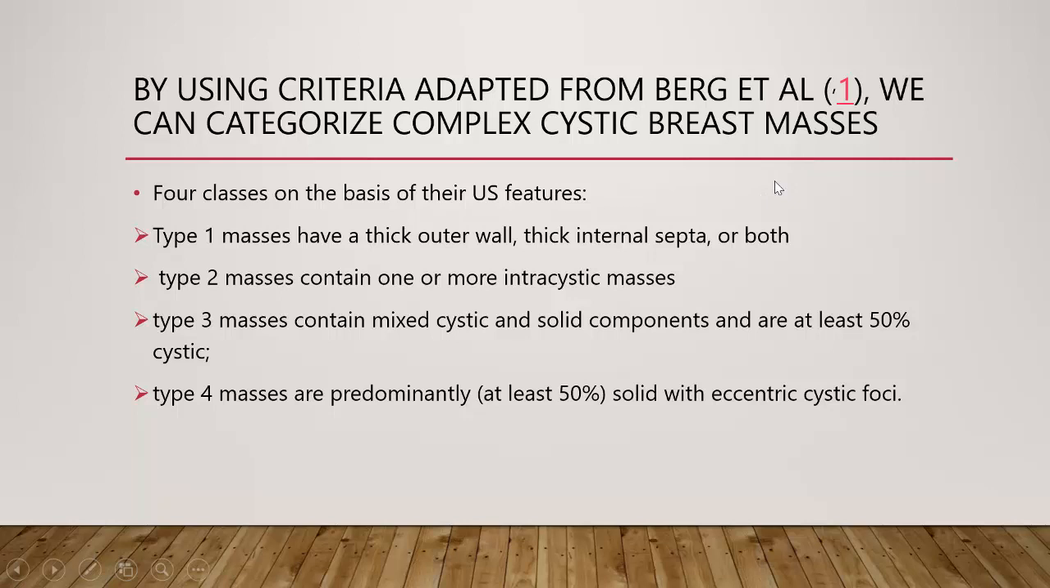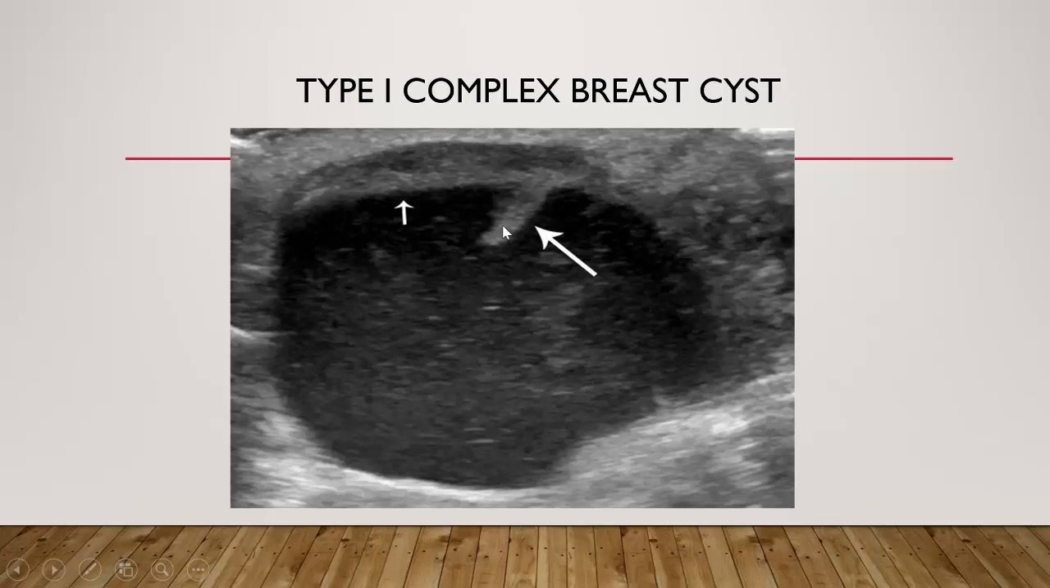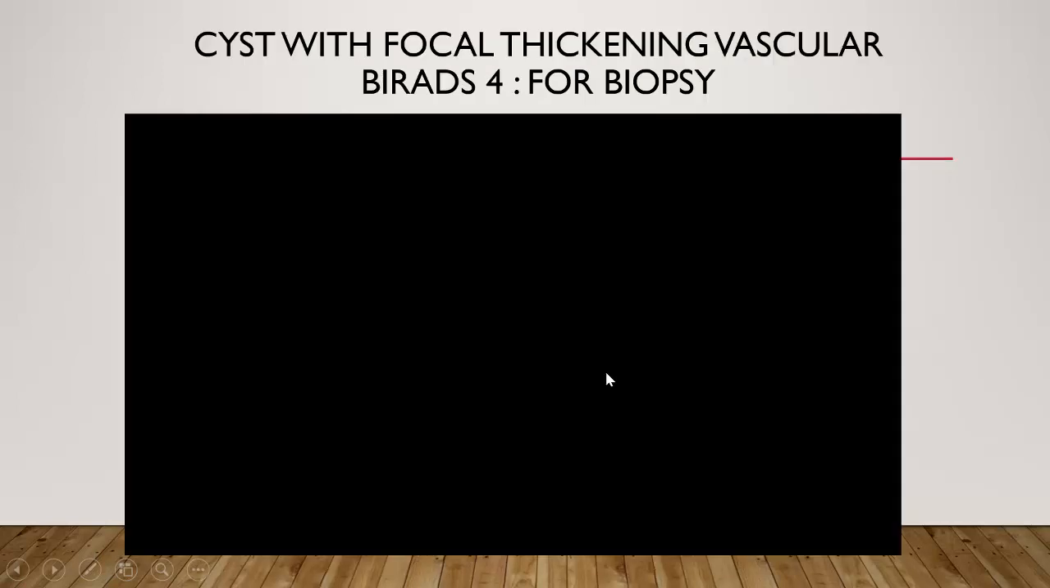By using the criteria adopted by Berg et al. in 2010, we can categorize the complex cystic lesions into type 1 masses which have thick outer wall, thick internal septa or both. Type 2 masses contain one or more intracystic masses. Type 3 contain mixed solid and cystic component less than 50%, and type 4 more than 50% solid component with eccentric cystic foci like we have seen in the previous slide. Here, this is type 1 complex cystic lesion. There is thick septa and focal thickening of the wall and internal echoes inside.